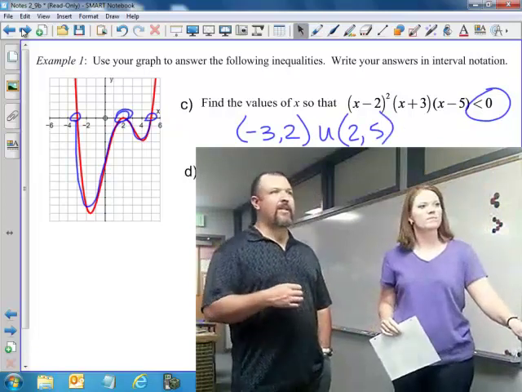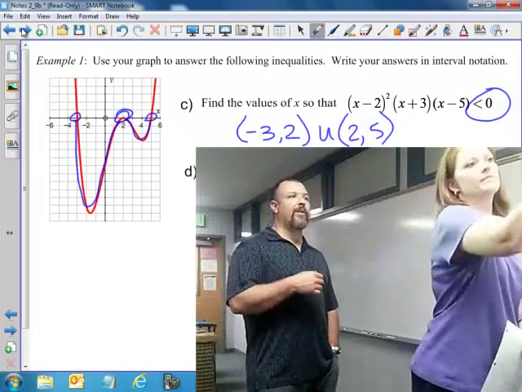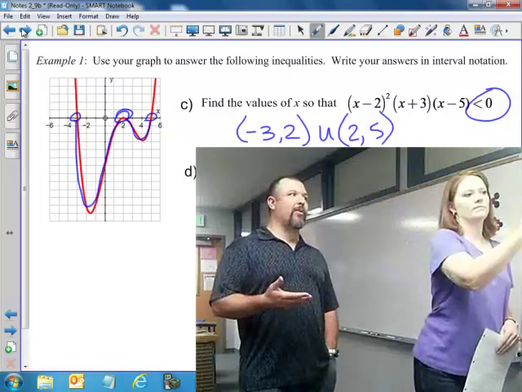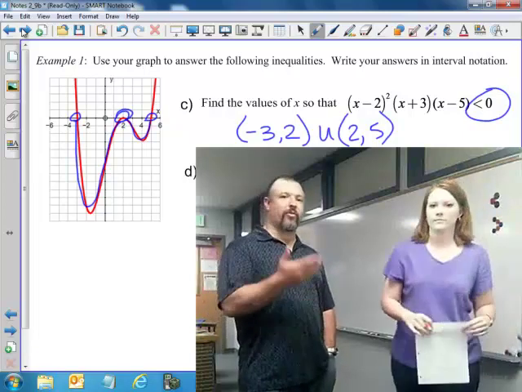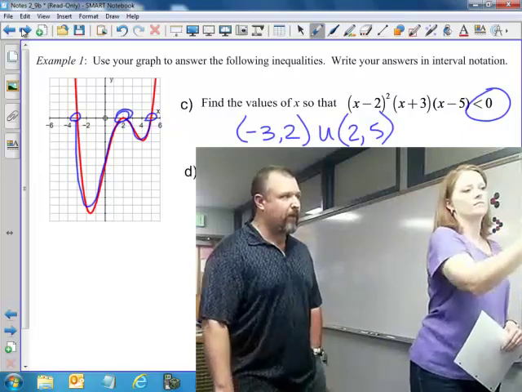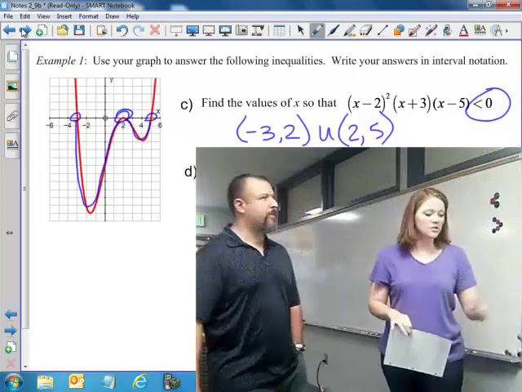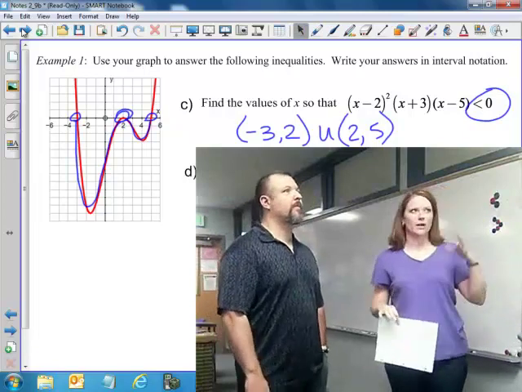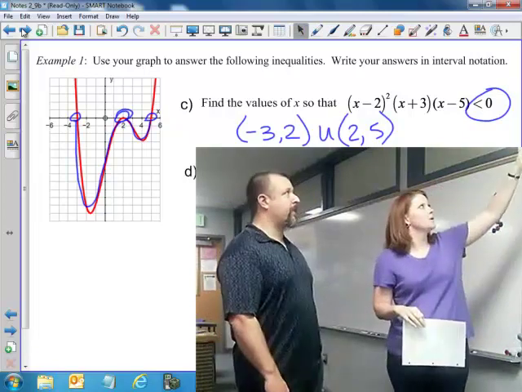Okay? Now, if we're going to be less than or equal to 0, we get to include the 2, which means we don't have to stop at 2 and start again. We just get to go straight from -3 all the way to 5, and we get to include each endpoint. So we're doing all of this from the picture. Interval notation is very, very important, and the subtle differences between parentheses and brackets.